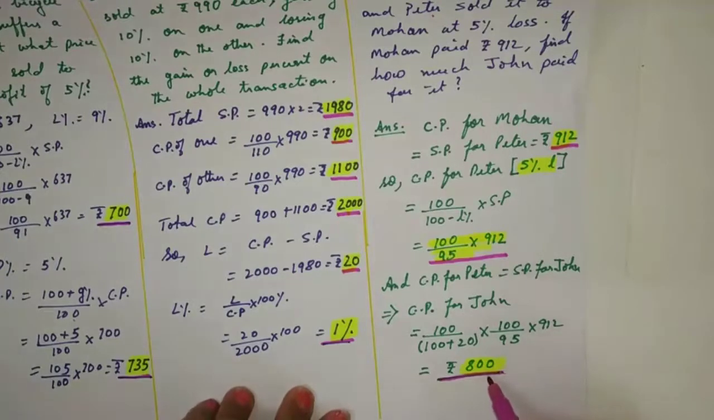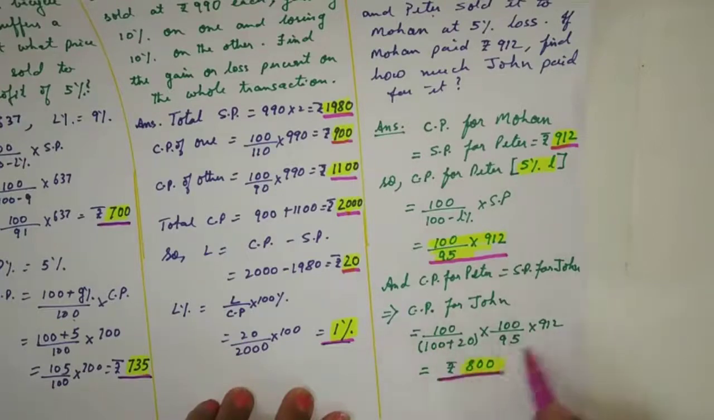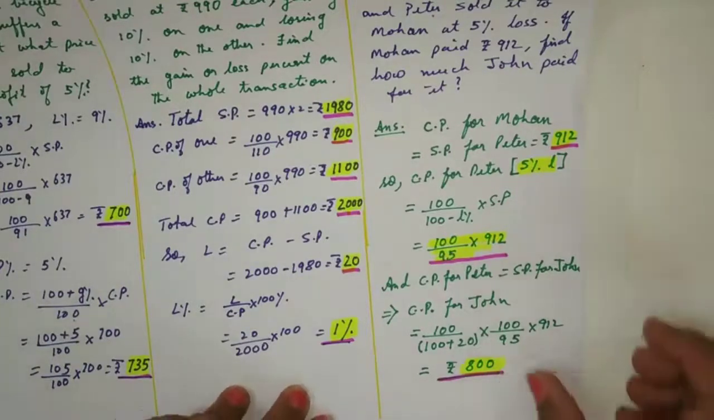Don't put it down exactly, children. Pause the video here, solve this calculation: 100 by 120 into 100 by 95 into 912. They will all get cancelled. You check it out. Please have a rough column. I request you all, and get the answer.